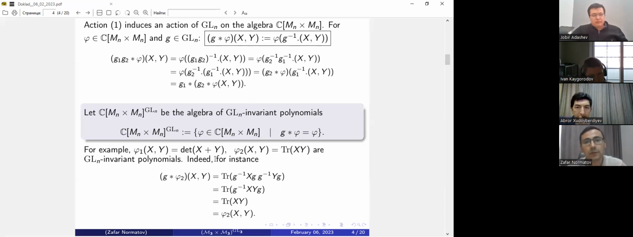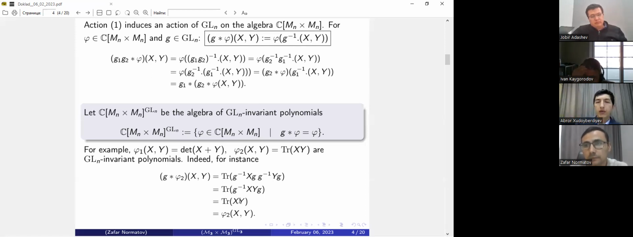So, for example, determinant functions and trace functions are GLN invariant polynomials. For instance, we can check this for the second example, the trace of xy, this one. We just send the pairs xy to its conjugations. So G inverse gives us the identity, this one. Also, from the facts of linear algebra, we get this result.